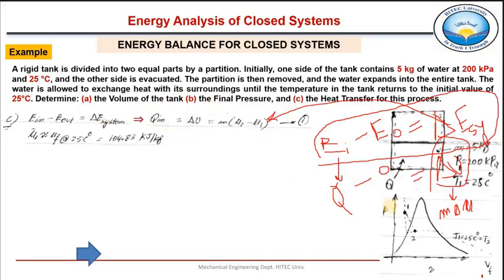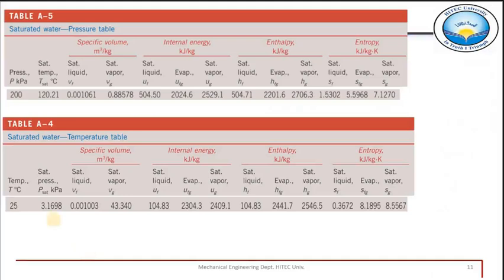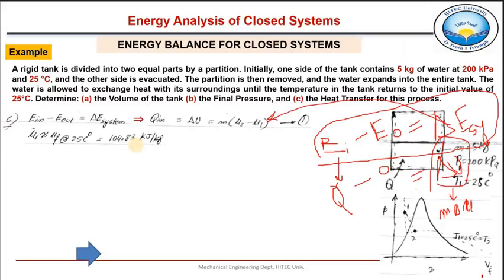So now what is u1? Point 1 is in the liquid region, so u1 will be equal to uf at 25 degrees Celsius, which we can see from the table also. Here at 25 degrees Celsius, that is uf 104.83, and what is u2? Point 2 is in the mixture region. For the mixture region, we need to find first x2, the quality, and we can calculate it using the mixture region equation, V2 is equal to Vf plus x2 Vfg, which we have derived in chapter 3.